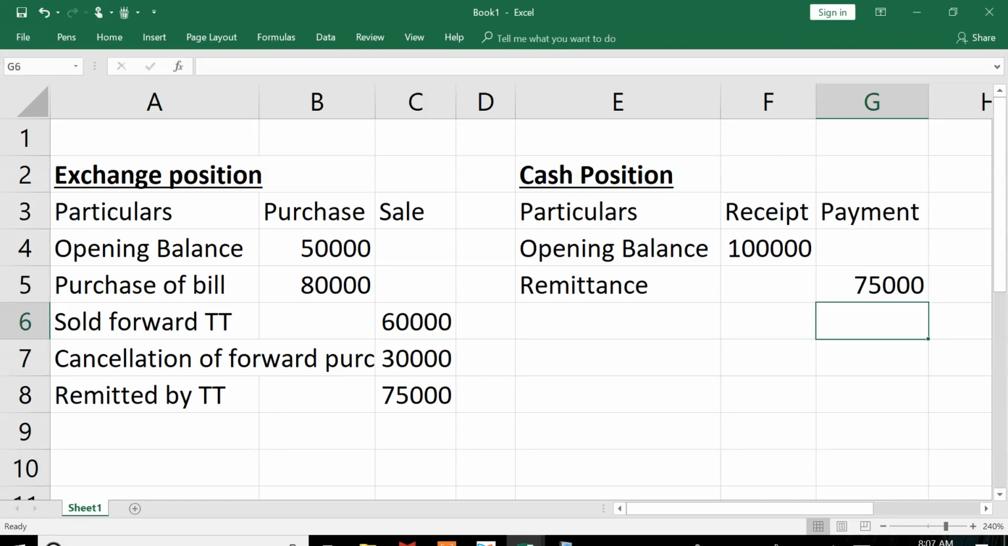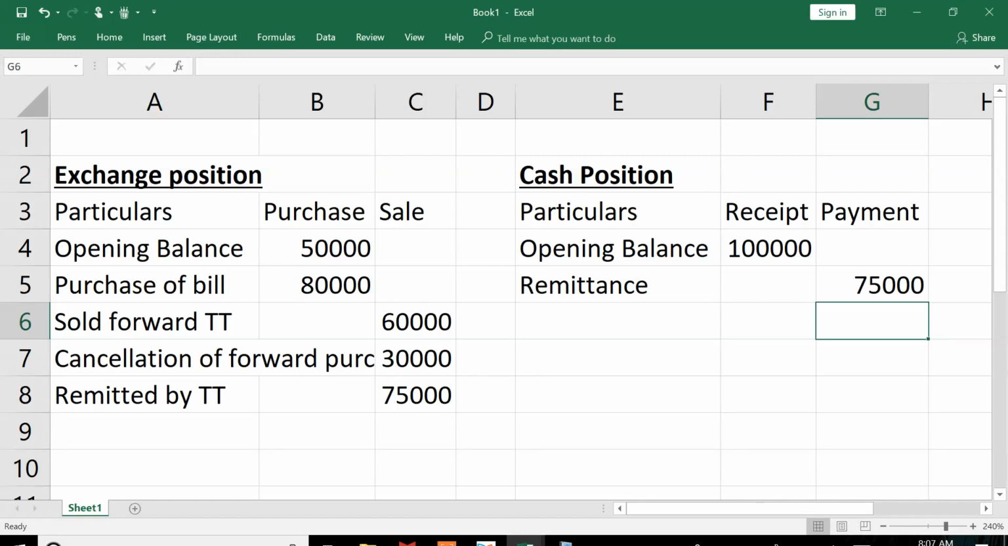Remitted by TT. When you make a remittance, there are transactions like this. If you enter into a forward purchase contract, only exchange position. Forward sale contract, only exchange position. Bill purchase, only exchange position. Forward purchase, forward sale, bill purchase, draft preparation, all this will impact only exchange position.